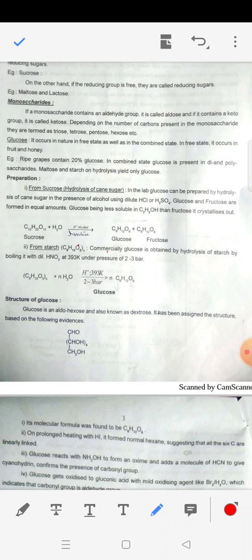So the next topic will be the structure of glucose, which we'll take up in the next audio.